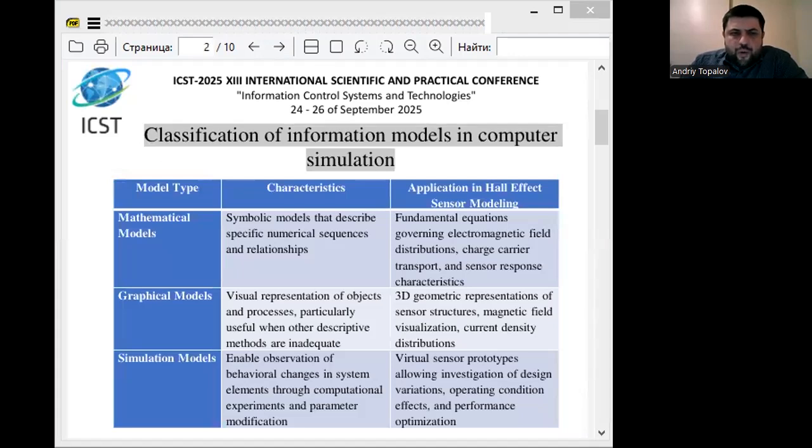The classification of information models in computer simulations. There are three model types. Mathematical models, symbolic models that describe specific numerical sequences and relationships. Graphical models, a visual representation of objects and processes, particularly useful when other description methods are inadequate. Simulation models enable observation of behavioral changes in system elements, called computational experiments and parameter modification.